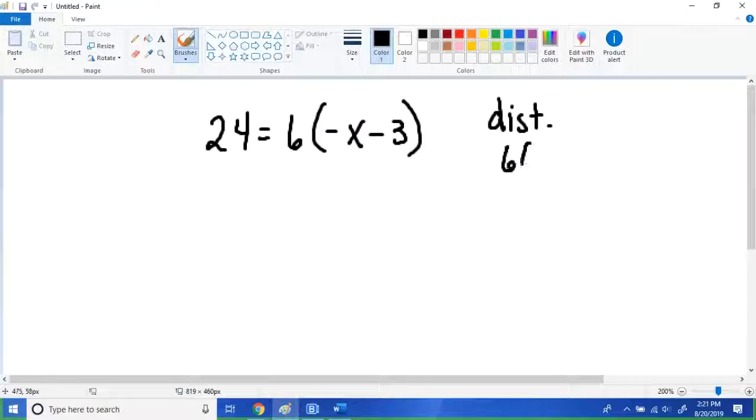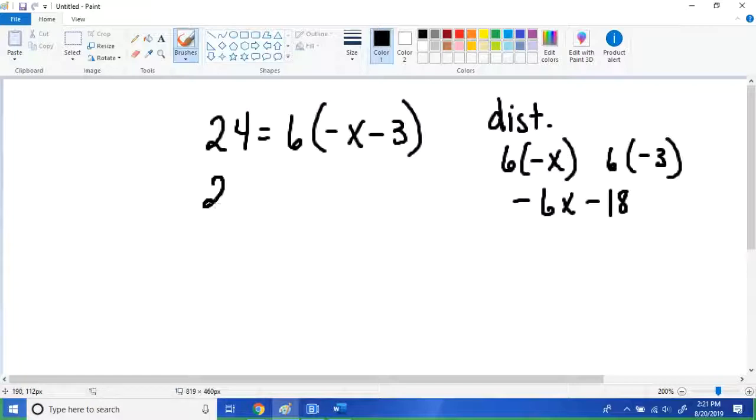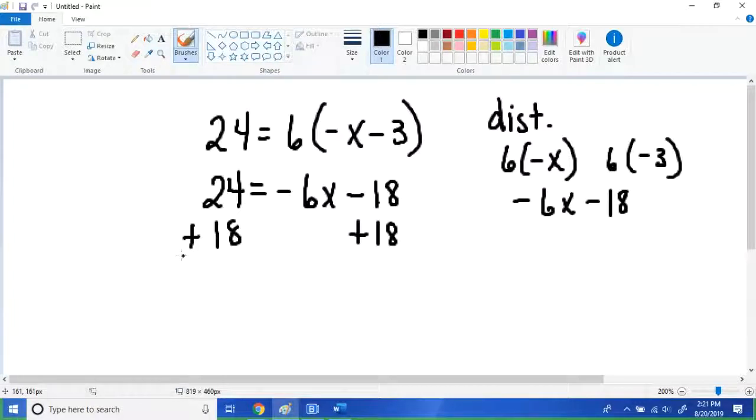It's going to be 6 times negative x and 6 times negative 3. This is a negative 6x, and 6 times negative 3 is a negative 18. So 24 equals negative 6x minus 18. Working to isolate the x, we're going to move the 18 by doing a positive 18 on each side of the equal sign.